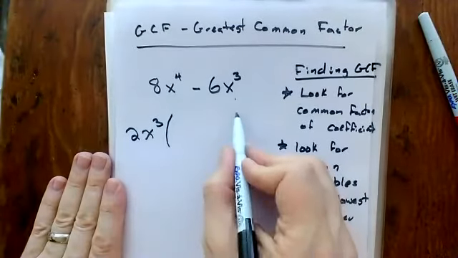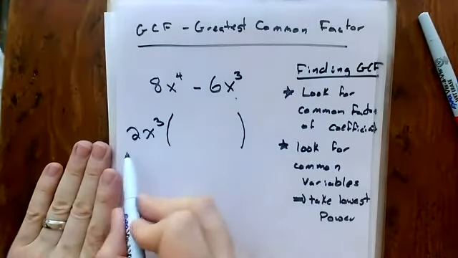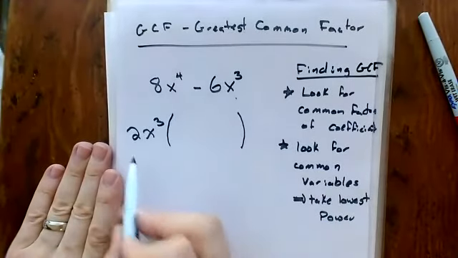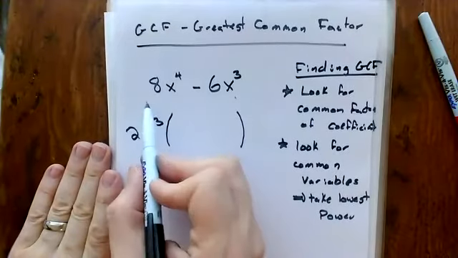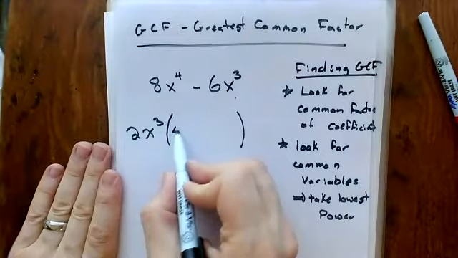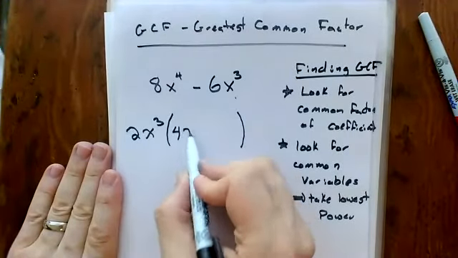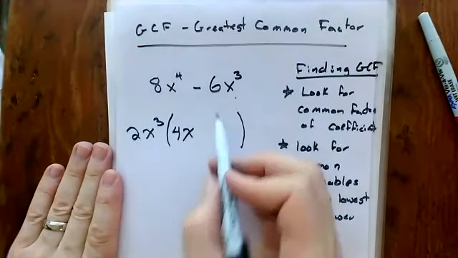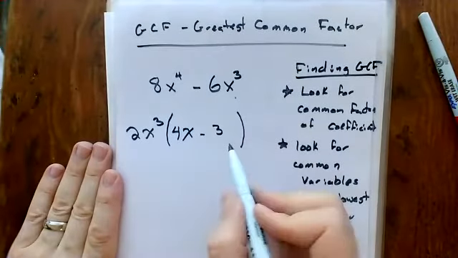When I factor this out, this right here is called our greatest common factor, but we haven't factored it yet. What we're going to do then is essentially divide both of these terms by this. So 8 divided by 2 is 4. X to the fourth divided by x cubed is just an x. 6 divided by 2 is 3. X cubed divided by x cubed is 1.